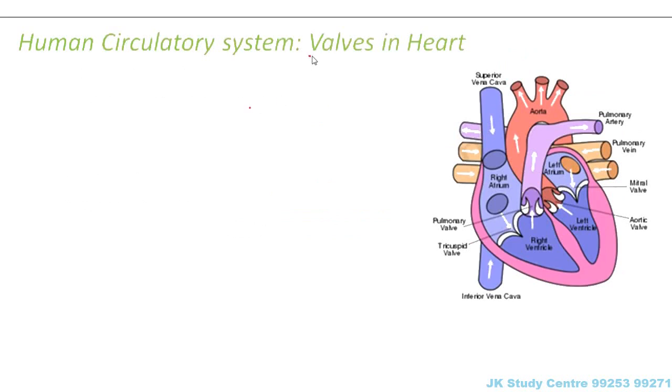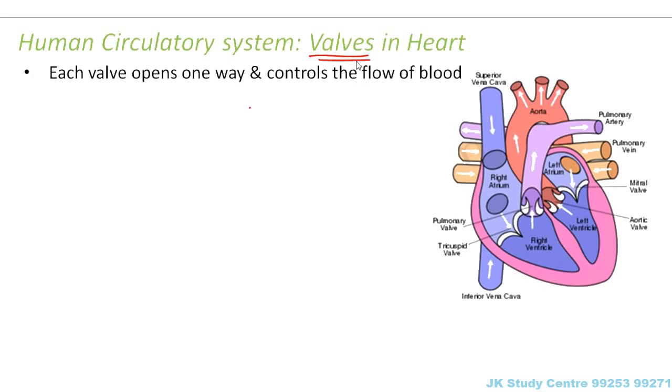Now, when we talk about the structure of the human heart, it becomes very important to talk about the valves. It is not only the four chambers which are present inside the heart. Other than the four chambers, there are four valves as well, which play a very important role inside the heart. So what are these valves? These valves are regulators which control the flow of blood inside the heart. So these valves actually decide when the blood will flow from the auricle to the ventricle, and when the blood should not flow from the auricles to ventricles. So the flow of blood is completely decided by these valves. Each valve opens one way and controls the flow of blood.